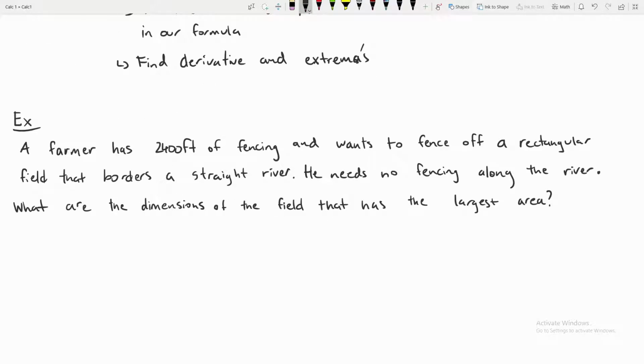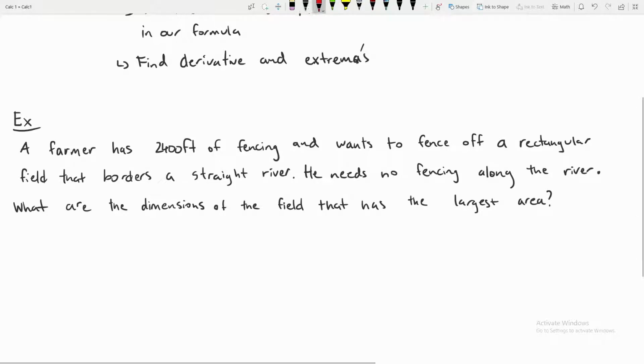So here is the problem statement. It says a farmer has 2,400 feet of fencing and wants to fence off a rectangular field that borders a straight river. He needs no fencing along the river. What are the dimensions of the field that has the largest area? So like I mentioned, it's probably useful to draw a little diagram to see what's going on.